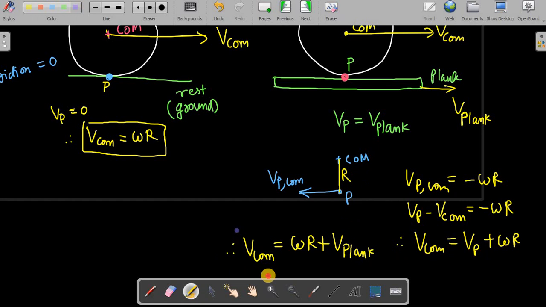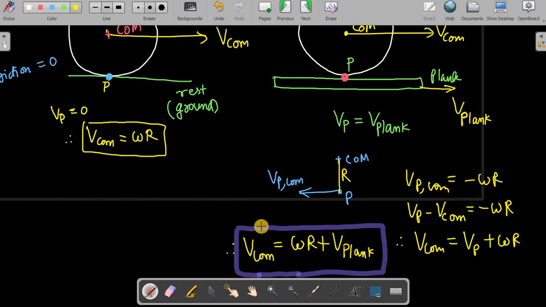So this is the condition. Of course, if the plank is at rest, that means it is on the ground, you can say that V of plank is 0, and then you will get the earlier condition. But in such a case, you can have this also, right?